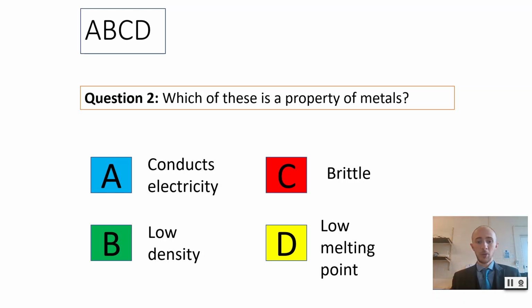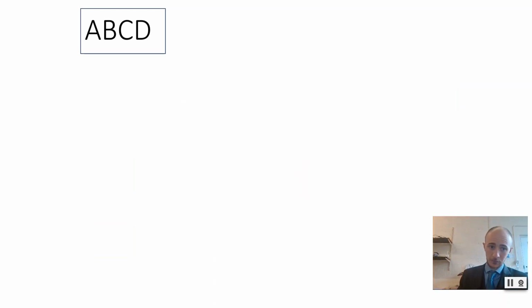Question 2. Which of these is a property of metals? Well, do they conduct electricity? Yes, they do. That's very important. It could be others as well. Do they have a low density? No, they don't. They're actually generally very dense. Are they brittle? Do they shatter easily? Do they break easily? No, not generally. They have a low melting point? No, they don't. They have a very high melting point. So, only A.